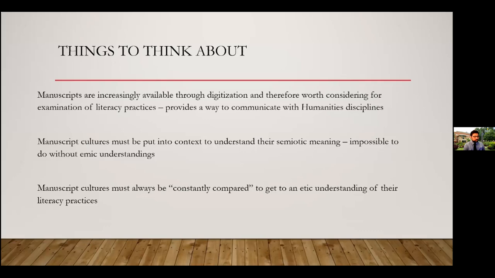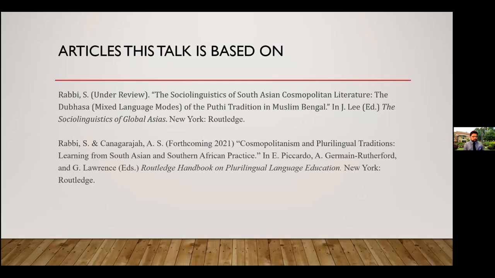The third aspect is manuscript culture. You are not privy to the immediate situation that it was written in. The only way you can properly understand and mesh yourself in that situation is by constantly comparing it to other manuscript situations. And that constant comparison creates an etic understanding of literacy practices. So a third position or a triangulated position comes up because you're always forced to compare manuscript cultures across contexts.